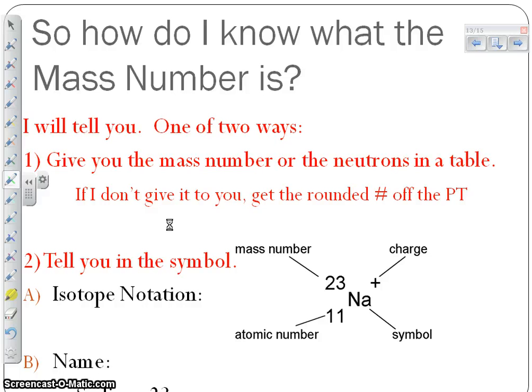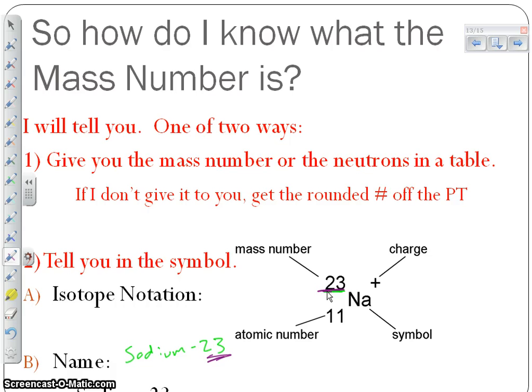Okay? So how do I know exactly what the mass number is? We'll tell you one of 2 ways. We're going to tell you in isotope notation. So by saying, hey, this is sodium 23, I just told you what the specific mass number is. Or the other option is if I name it. So in this case, and I know you can't see the bottom of the screen, but sodium 23. I just told you that the specific sodium we are dealing with has 23 as a mass.